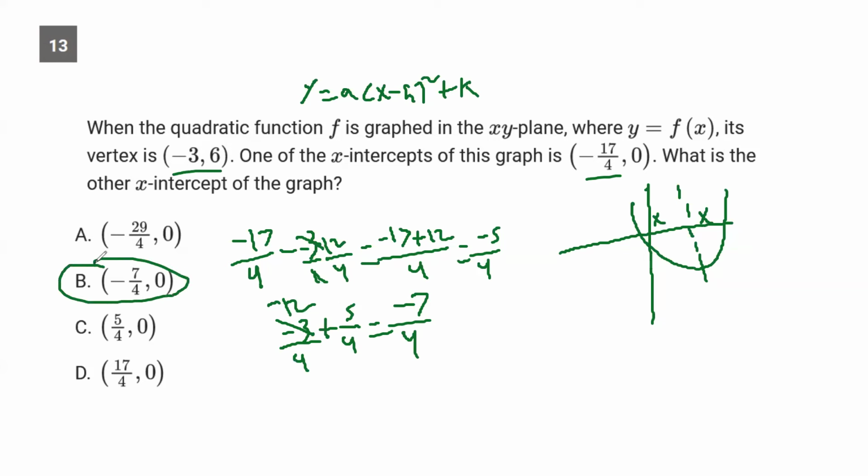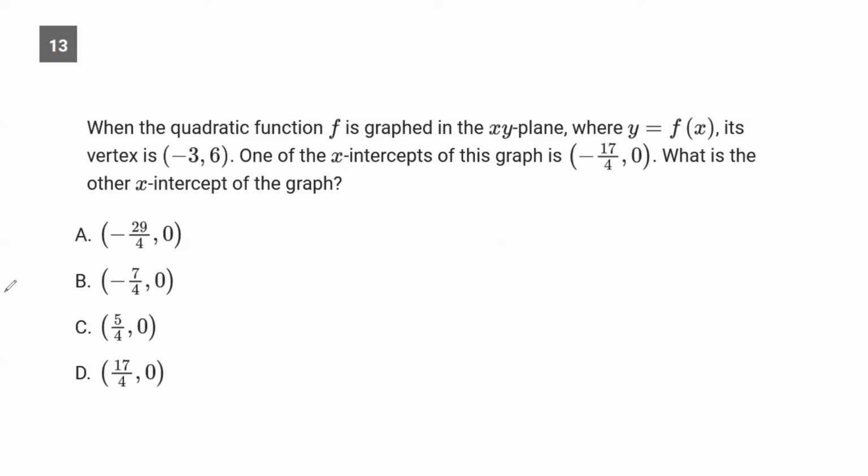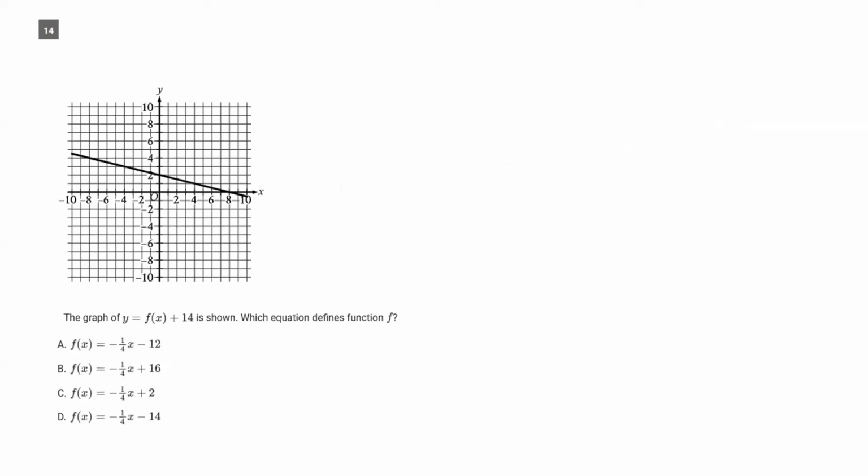Another way you could do it is you could say negative 17 over 4 plus some value, divided by 2, gets you an average of negative 3, right? And that would work as well. That's just a different way to write the same form of equation. But this is the way I did it here. I like it a little more. I think it feels more intuitive, but you can do the average method as well if that feels better for you.